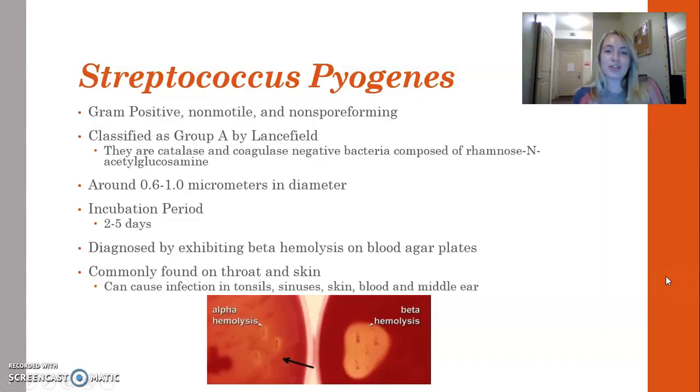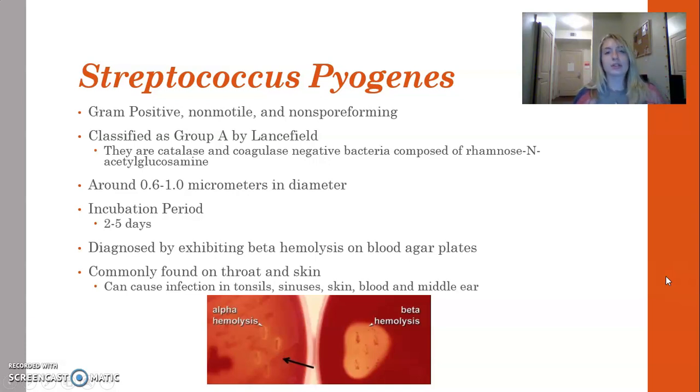So, Streptococcus pyogenes is a species of gram-positive, non-motile, and non-spore-forming bacteria. It doesn't do very well in harsh conditions. It is classified by Rebecca Lancefield as a Group A bacteria, which means that they are catalase and coagulase negative, and they're composed of something called rhamnose N-acetylglucosamine. They're very small, around 0.6 to 1.0 micrometers in diameter, and they have a pretty short incubation period of around 2 to 5 days.